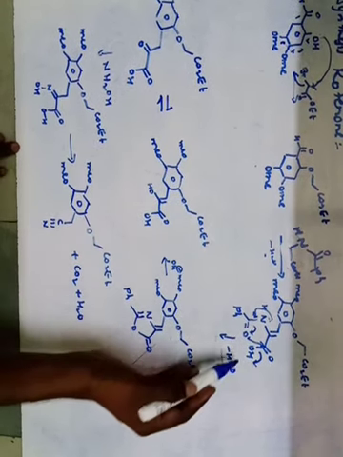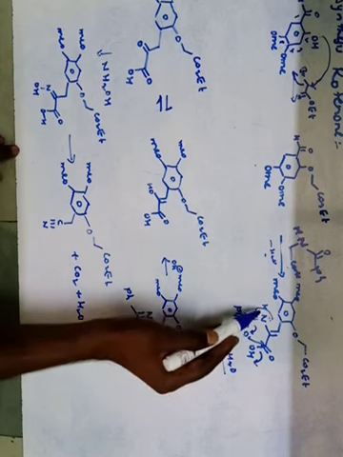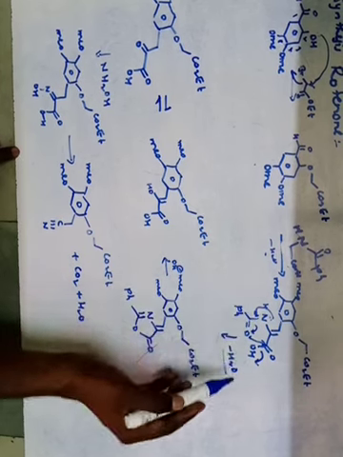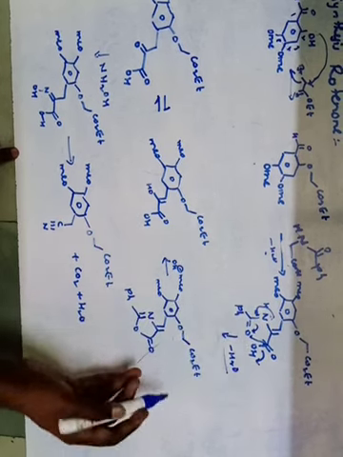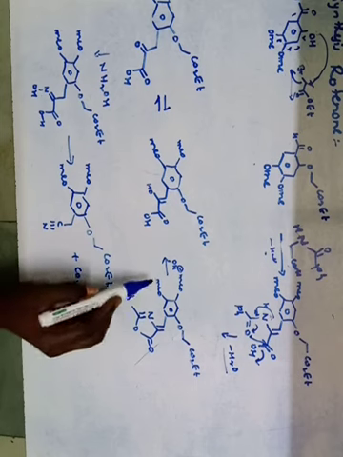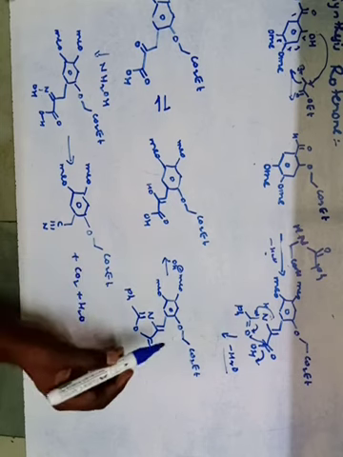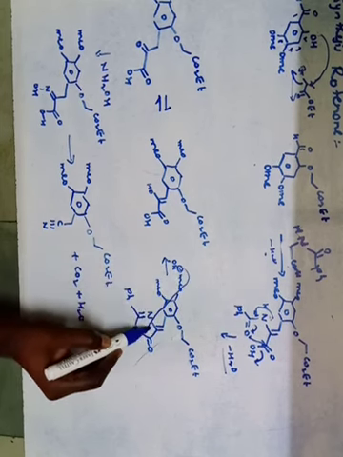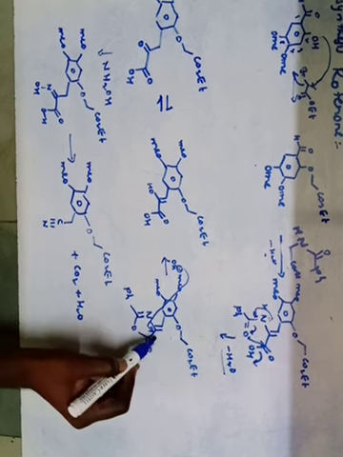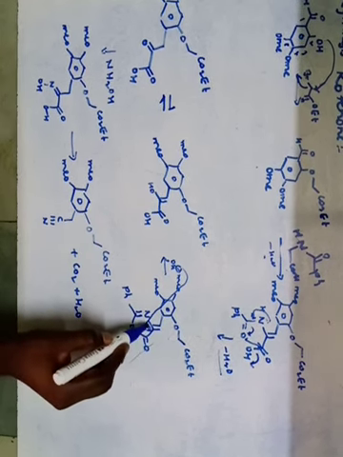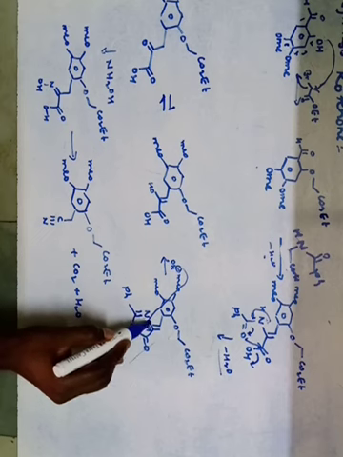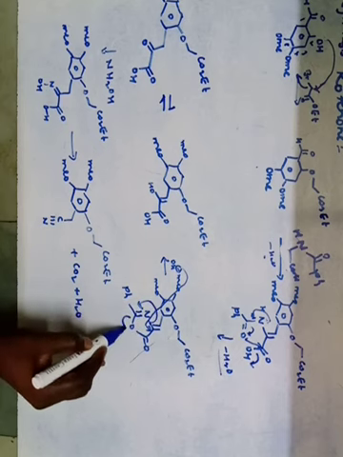And this will happen only in the presence of base. In the presence of base there is a loss of proton, and the structure will be like this. And when we treat this one with OH minus, the OH minus will attack, and this carbon atom and this bond will be shifted, and this bond is also shifted.